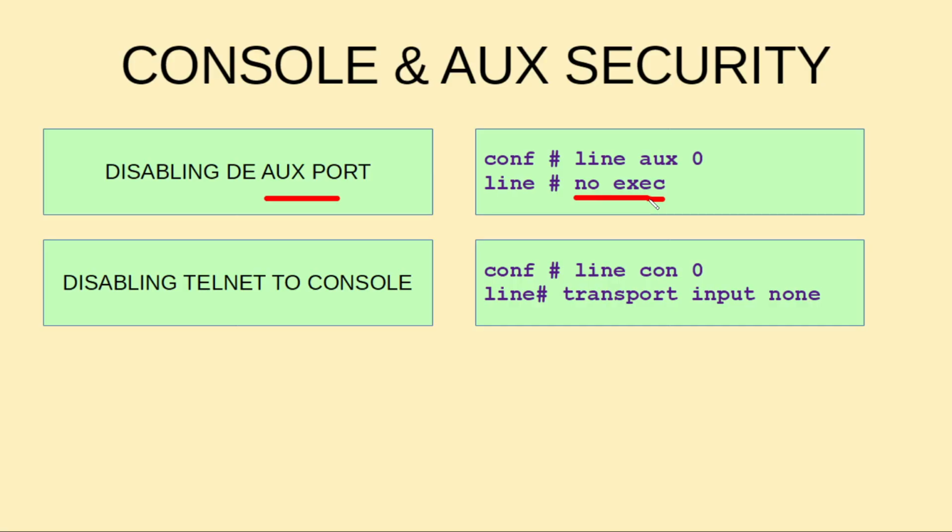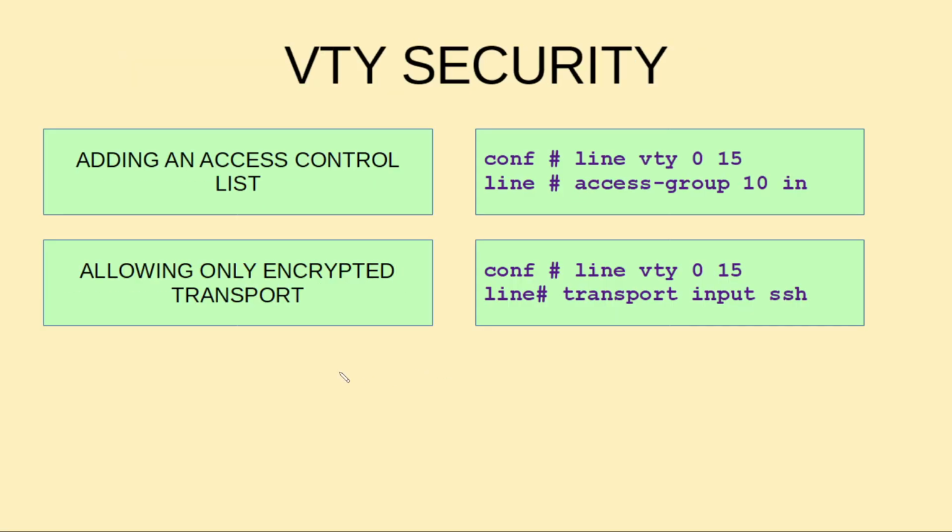Regarding the console, we should use this command, transport input none, so no one is going to telnet to us through the console. Most of the time, this command exists by default in recent IOSs, so we don't have to enter it manually. And this was a thing back in the day when people had out-of-band networks connected to consoles.